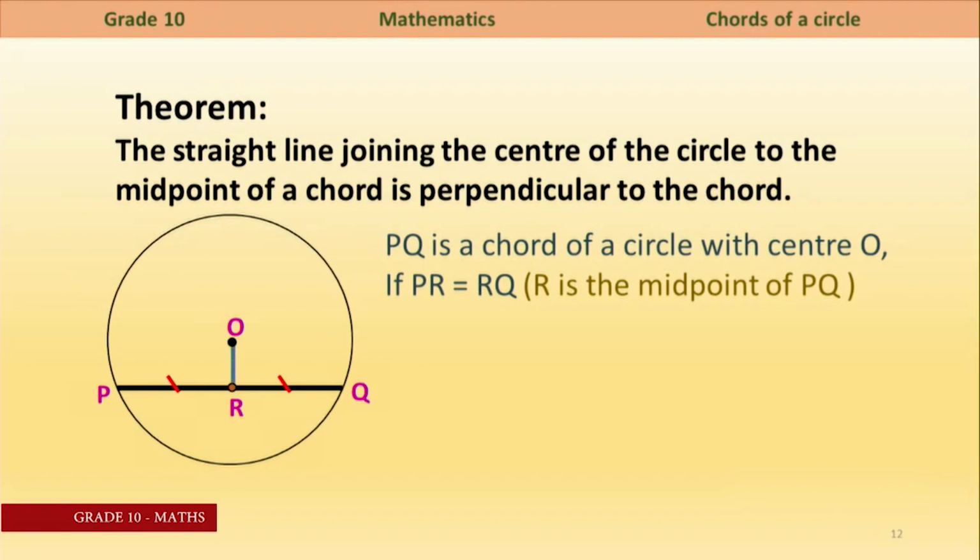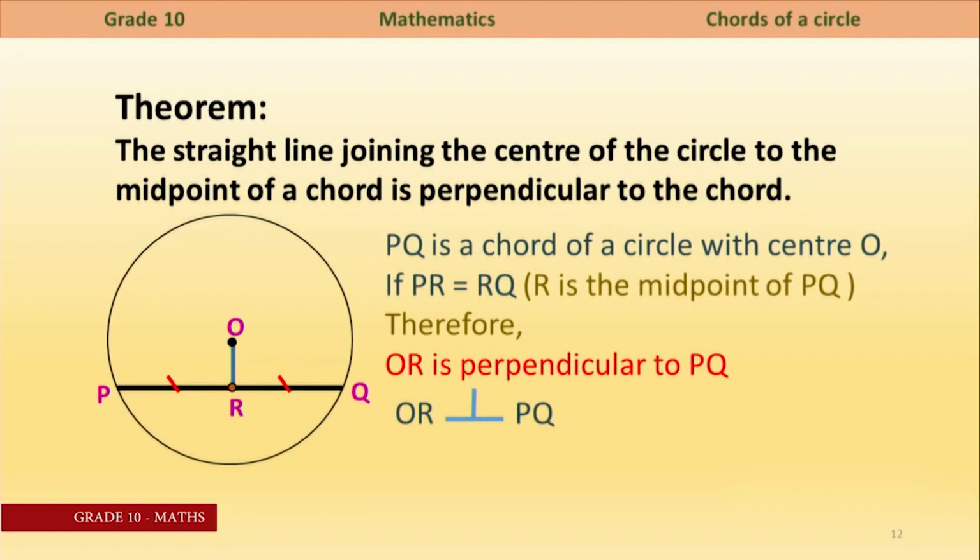According to this theorem, what's the conclusion? When we join the center and the midpoint of the chord, that line is perpendicular to the chord. That's what we have studied from this theorem. Here we can say OR is perpendicular to PQ. So this comes from the theorem, and we can represent it in symbolic form. Here, look at that: OR is perpendicular to PQ.